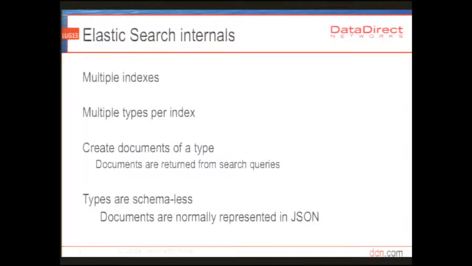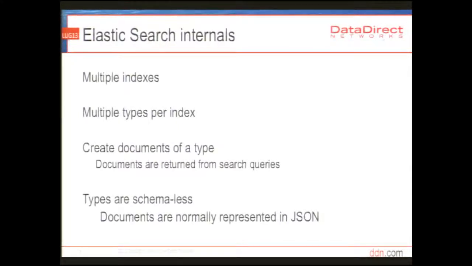So Elasticsearch internals: you can have multiple indexes hosted by the same Elasticsearch instance. Typically, you might use multiple indexes. You might map a particular file system onto an index. You can run queries across indexes. You can have multiple types in an index. For this context, we used files as one type, directories as another type, and that was the only two types that we did. And then you can create documents of a type.